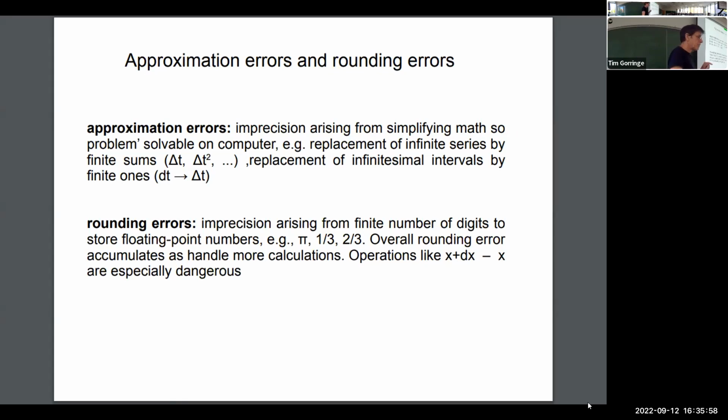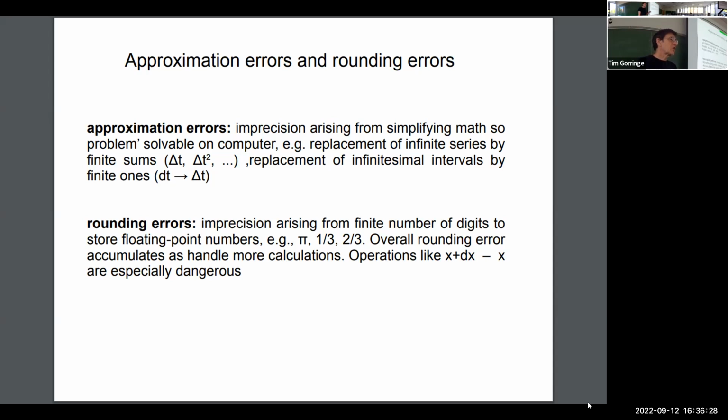I'll talk a little bit today about the errors or the accuracy of our numerical solutions to differential equations. And so I wanted to just explain a little bit of terminology. In numerical calculations, we talk about approximation errors. That's the first bullet on this slide. And then we talk about rounding errors. That's the second bullet on this slide.